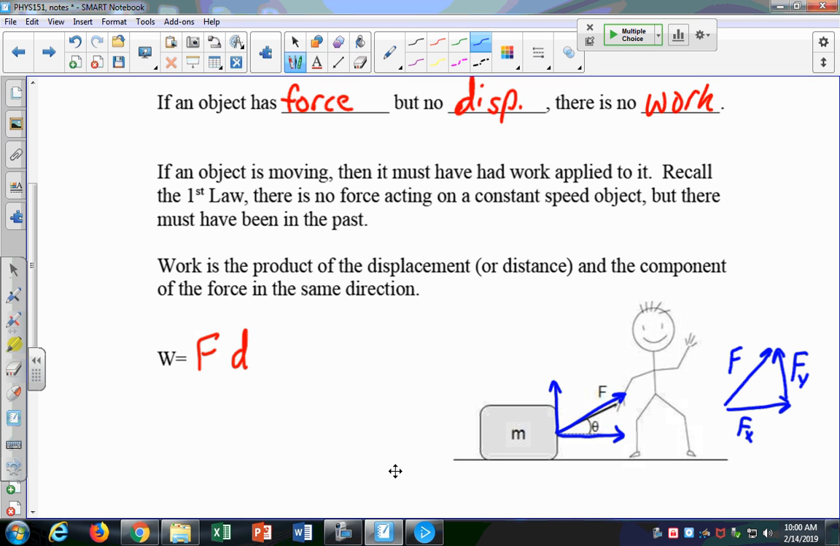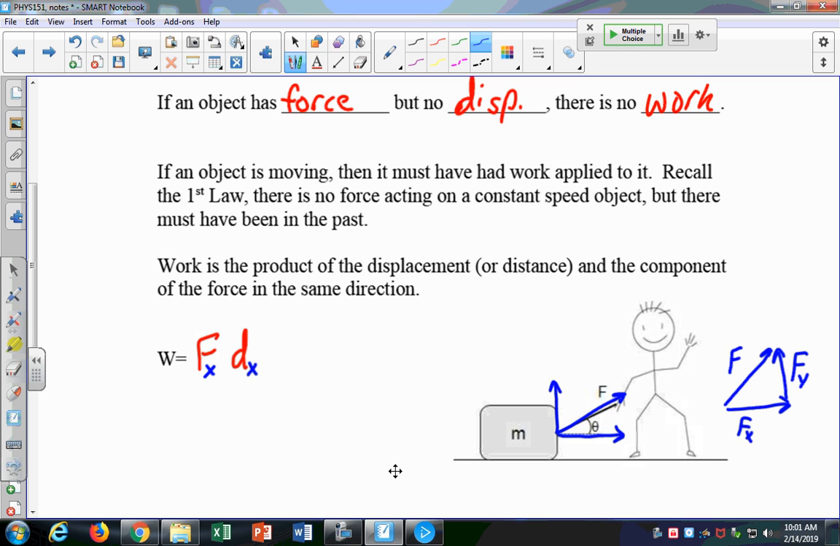Remember we talked about how I can move from this point to this point, or I can move in this direction and in that direction, and the sum of those two vectors is the same. So that vector F is broken into its x and y components. And our work is the component that is in the same direction as the displacement. I'm going to put it as Fx, assuming that our displacement is also in the x direction.